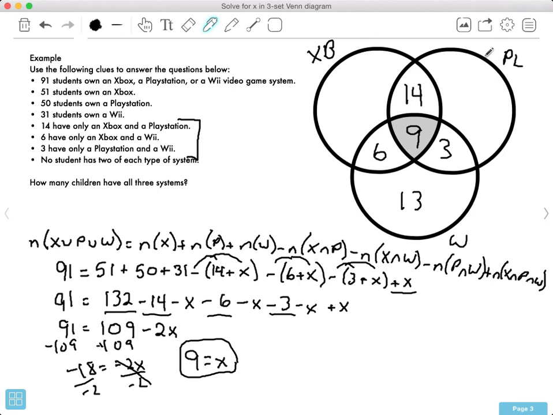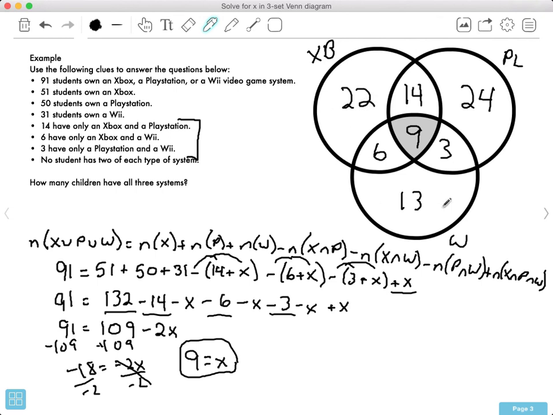Do that for PlayStation. It says 50 students own a PlayStation. That's this entire circle here. So 50 minus 14 minus 9 minus 3 leaves me with 24 students that own a PlayStation only. And then for Xbox, 51 students own an Xbox. So 51 minus 14 minus 9 minus 6 gives me 22.